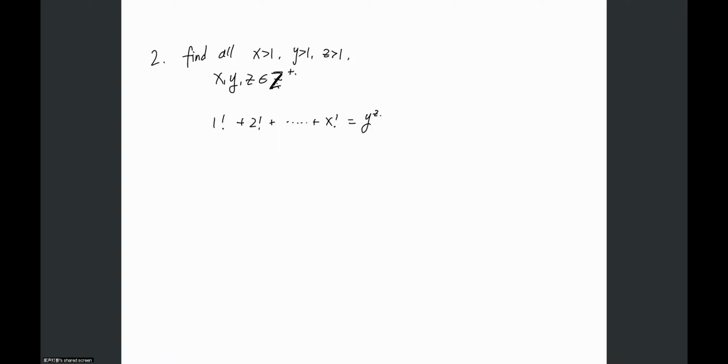Okay, so firstly I'm trying to find some properties on both sides. So what about the parity? I think parity is the first thing I need to take into account. Only 1 factorial is an odd number, and after 2 factorial, all the numbers are even, right? So firstly, the left hand side is an odd number. So y is an odd number, because if y is an even number, then y to the power of z, of course, should be even. So the left hand side is an odd number.